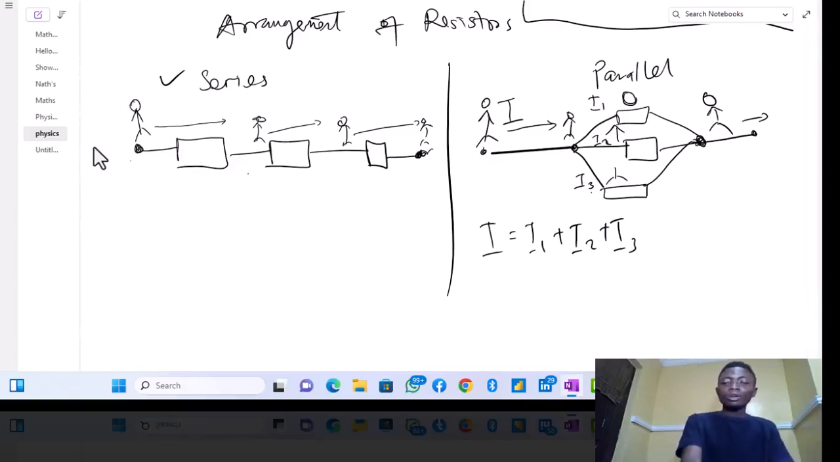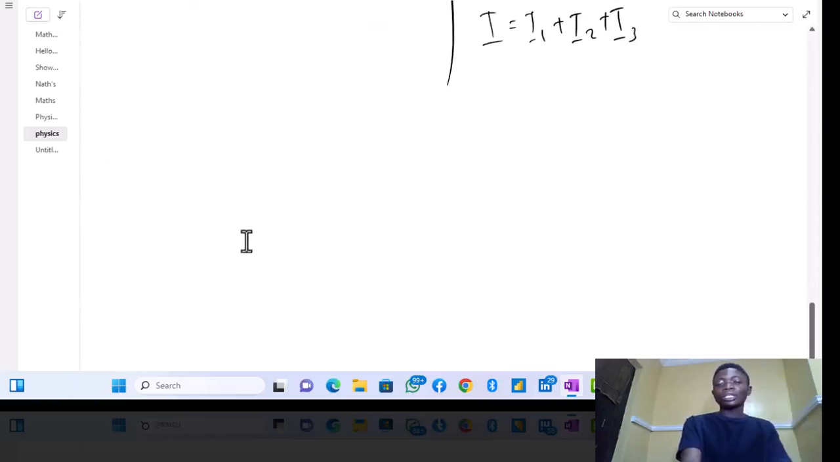So now, let us go back to that box that I drew earlier on, and let us see if we'll be able to figure out if it is a parallel arrangement or a series arrangement.